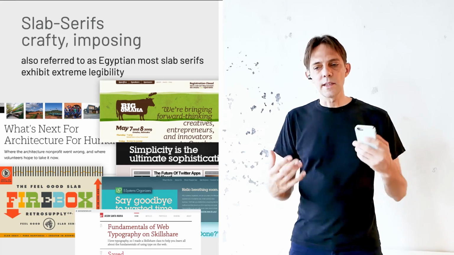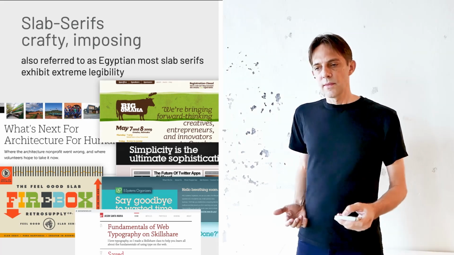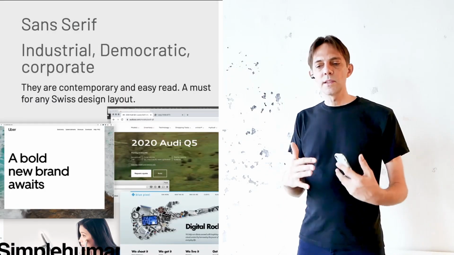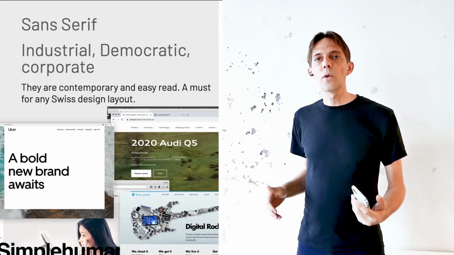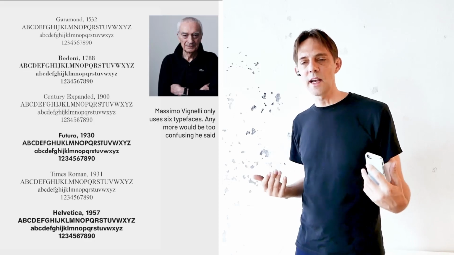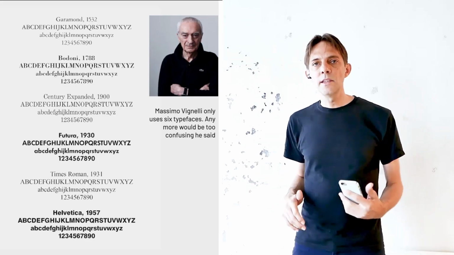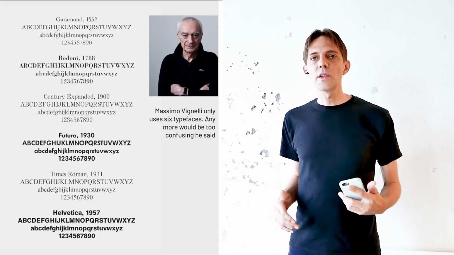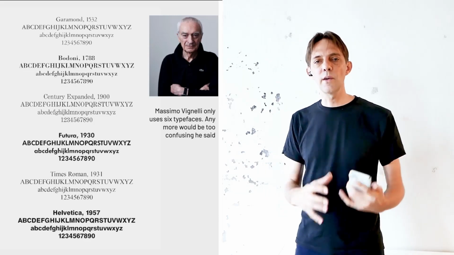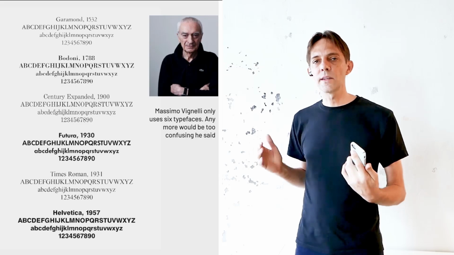Slab serifs, like I said, more on a do-it-yourself, like travel websites or modern products. Democratic sans serifs, without serifs, used in a lot of corporate websites. Here's a guy, Massimo Vignelli, a New York designer who designed the New York MTA signage. He was famous for only using 6 typefaces because he thought it was better to know 6 typefaces well than having hundreds of typefaces around and just using them too randomly.